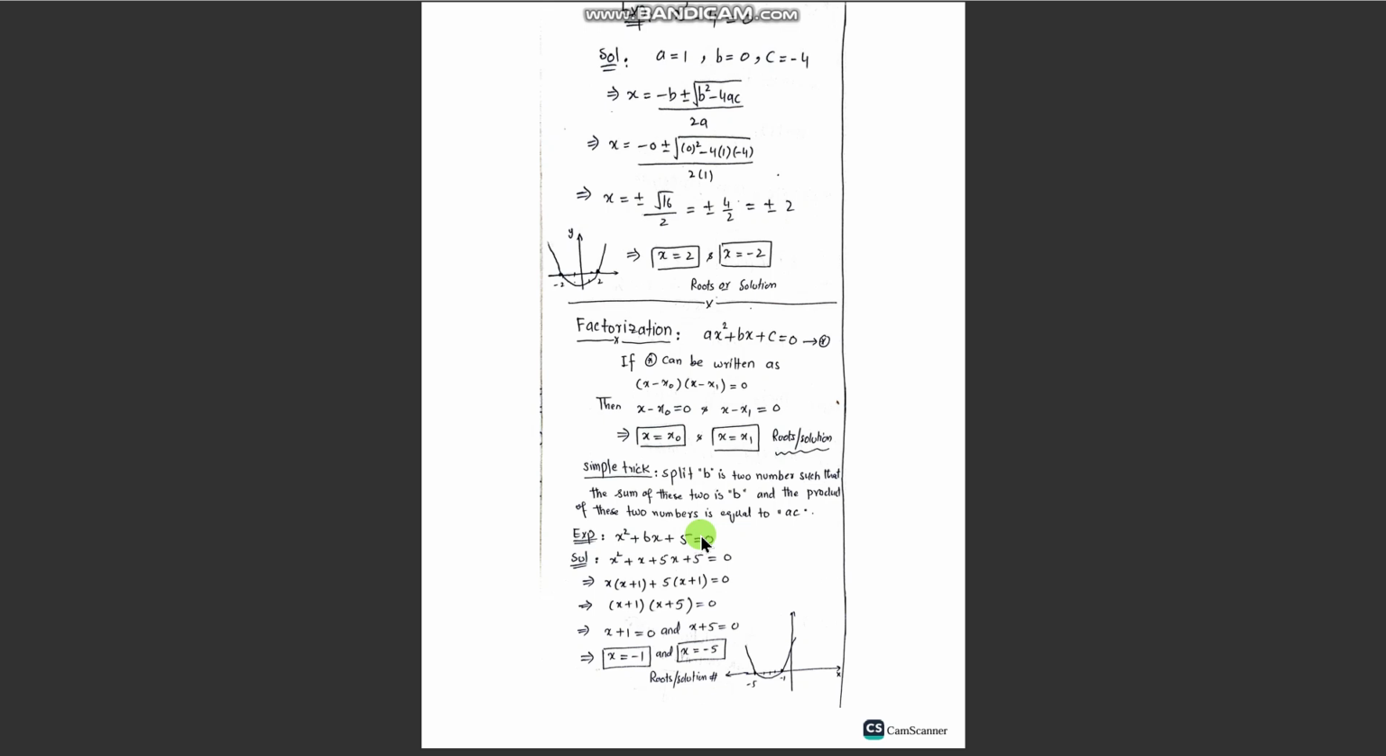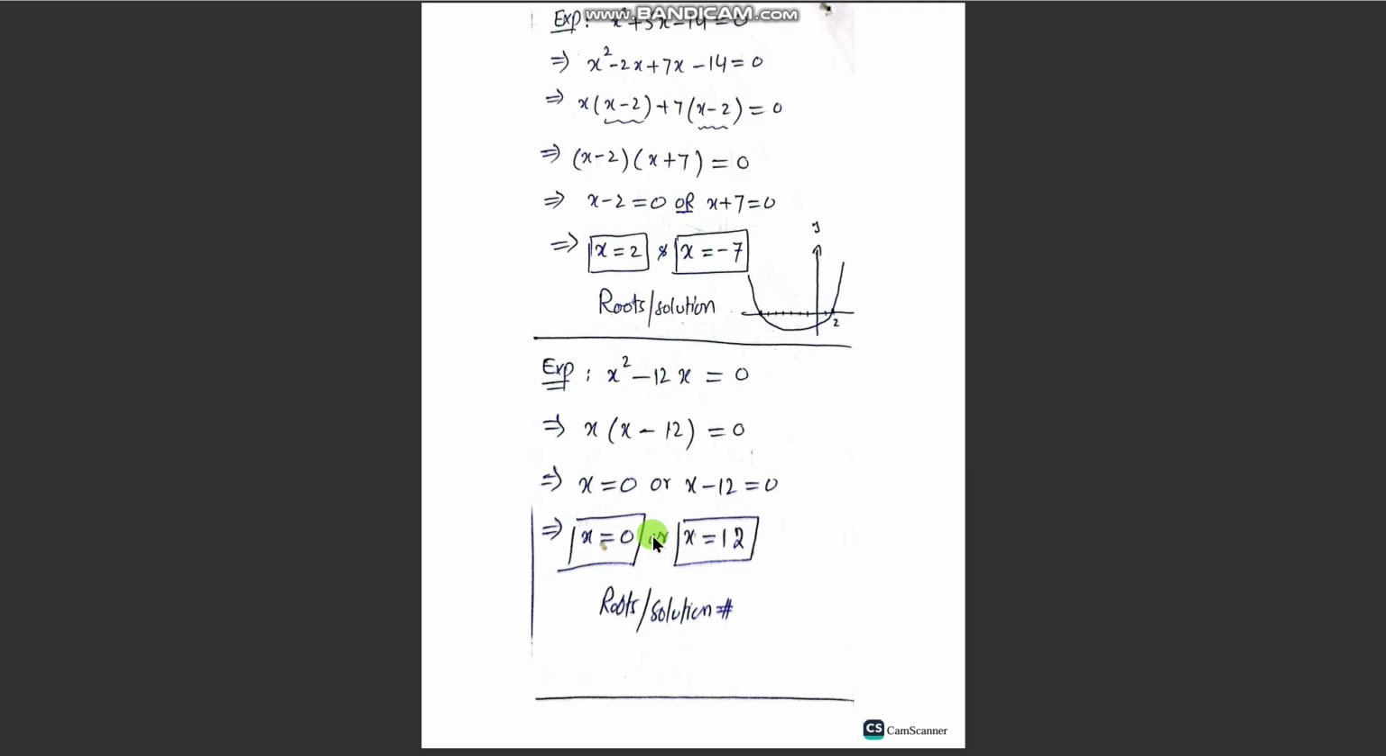And if you want to verify your solution, whether these values are correct or incorrect, just plug the value of x into this equation. If it satisfies the equation, the answer is correct, otherwise incorrect.